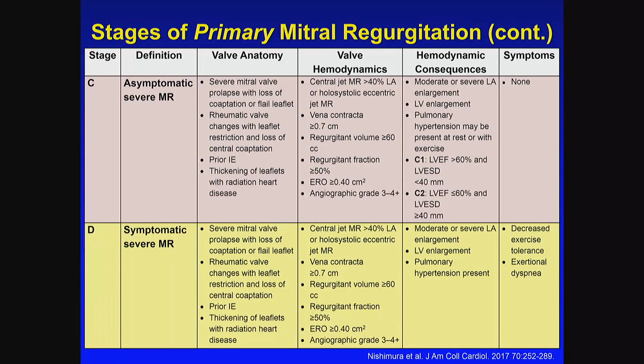When there's severe stage D valvular heart disease, there is dramatic prolapse, loss of central coaptation, or severe anatomic abnormalities of the valve leading to echo criteria consistent with severe regurgitation. There's almost universally left ventricular enlargement and pulmonary hypertension, accompanied by a decreased effort level and exertional dyspnea and fatigue.